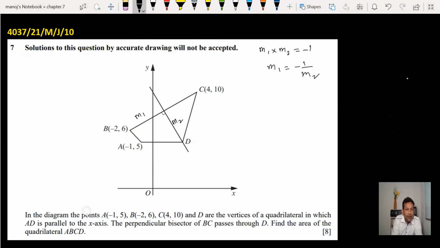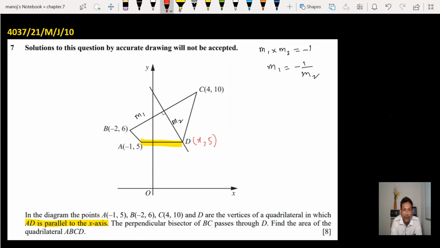AD is parallel to the x-axis. When a line is parallel to the x-axis, all the values of y will be the same. With -1, 5, this D will be x comma 5. This is a very important thing I discussed in the last question. When a line is parallel to the y-axis, all the values of x will be the same.